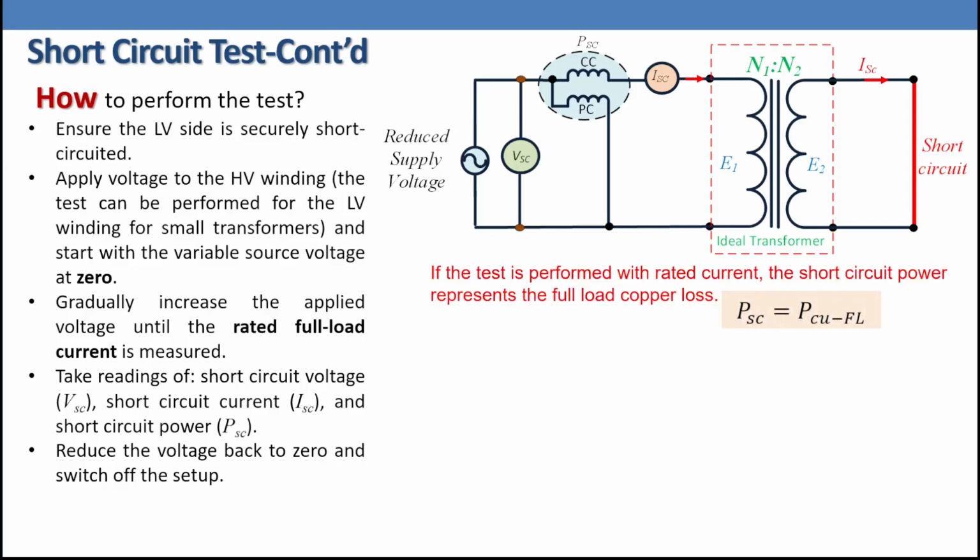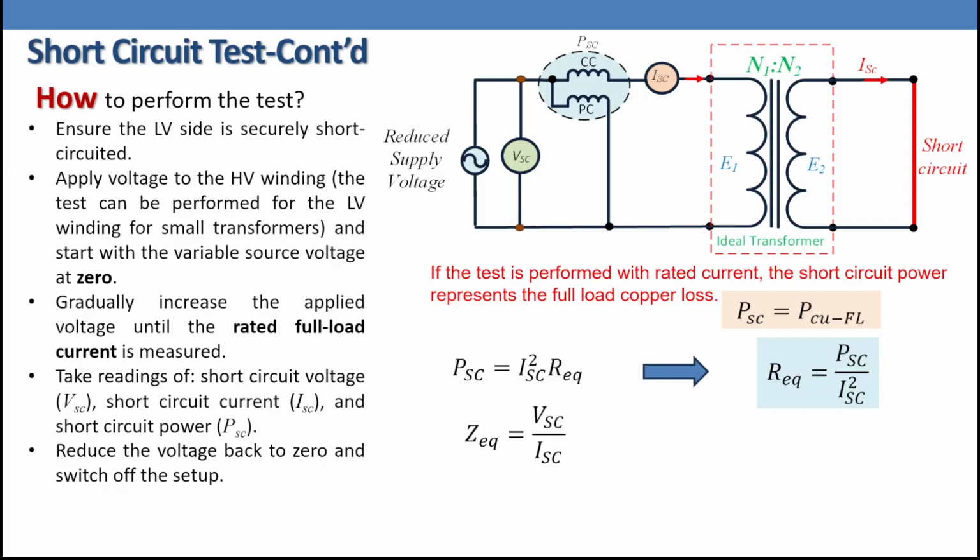As the test is performed at full load, P short circuit is considered the full load copper loss in this case. These measured values are then used to calculate the equivalent resistance, the equivalent leakage reactance, and the equivalent impedance of the transformer. So the following equations hold. P short circuit equals I short circuit squared times R equivalent. So R equivalent equals P short circuit over I short circuit squared. Then Z equivalent equals V short circuit over I short circuit, and we know that Z equivalent equals R equivalent plus jX equivalent, so X equivalent equals the root of Z equivalent squared minus R equivalent squared.